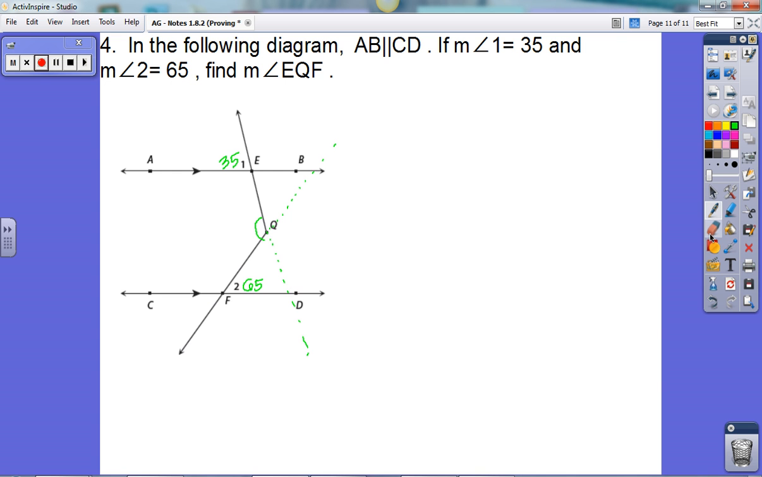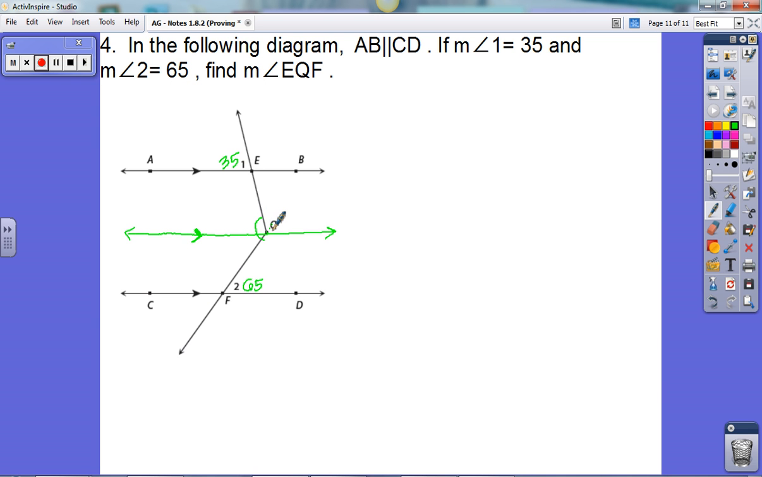So what I'm going to do instead is draw in a new line that is parallel to the two that are already there. I'm going to draw it right through Q, and it is going to be parallel to the other lines. Alright, so if that's the case, now I can compare these two angles with these two angles.